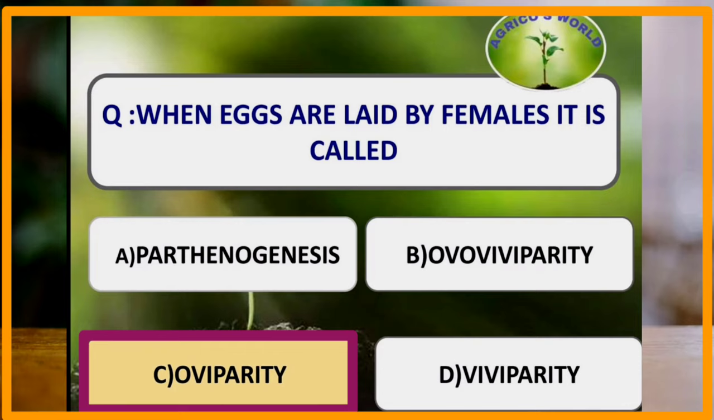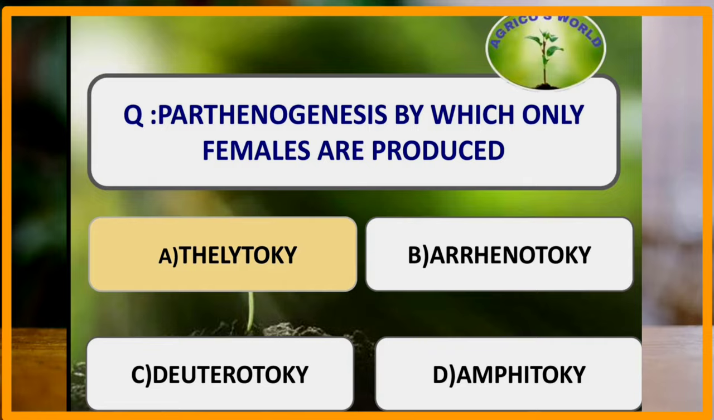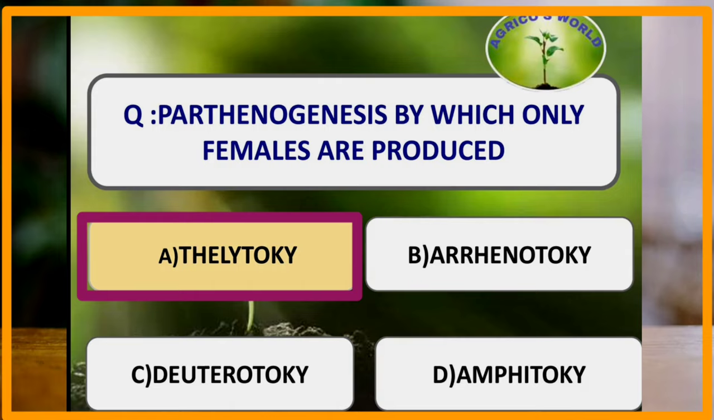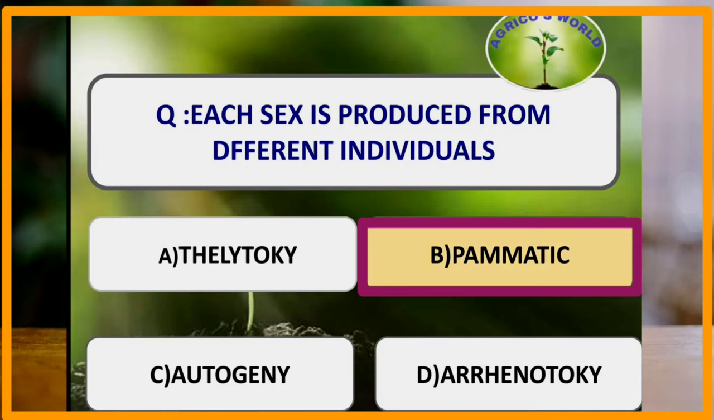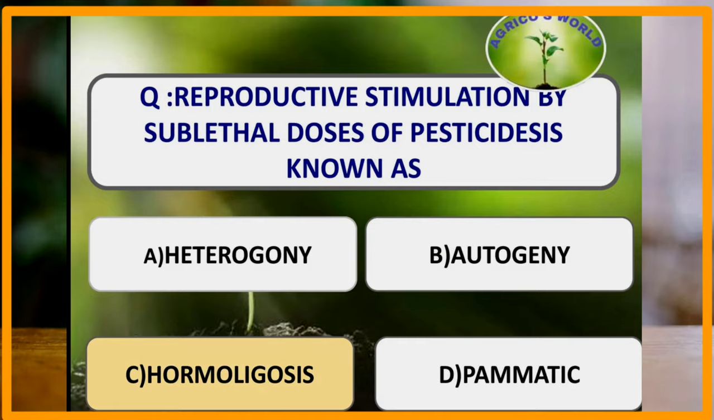Parthenogenesis, by which only females are produced, is called as teleitoche. Parthenogenesis, by which only males are produced, is called as arrhenotoky. Parthenogenesis, by which both males and females are produced, is called as amphitoche or deuterotoche. Each sex is produced from different individuals is called as parmatic. Reproductive stimulation by sublethal doses of pesticides is known as hormoligosis.